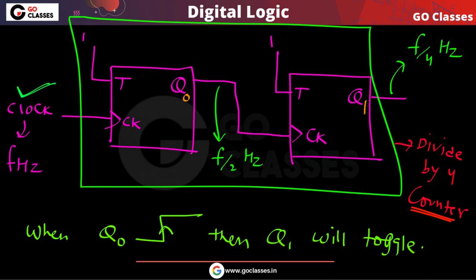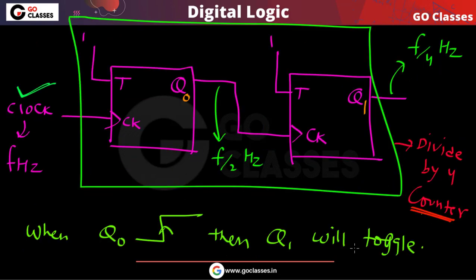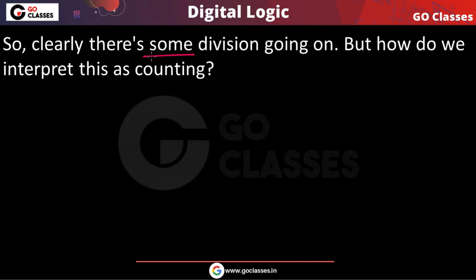But why do we call it a counter? What is it counting, what is the sequence of states it is going through? Because the definition says that a counter is basically a sequential circuit which goes through a sequence of states. Here frequency division is definitely happening, but how do we interpret this as counting? What is the sequence of states this circuit will go through? So let's see that.